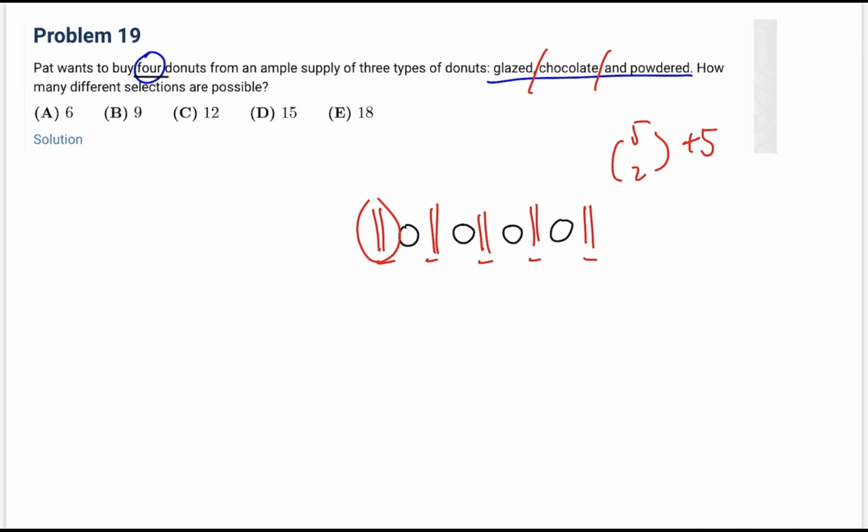So there are 5 more possibilities that aren't considered in 5 choose 2. So this is 10 plus 5, so it's 15. So the answer is 15, D.